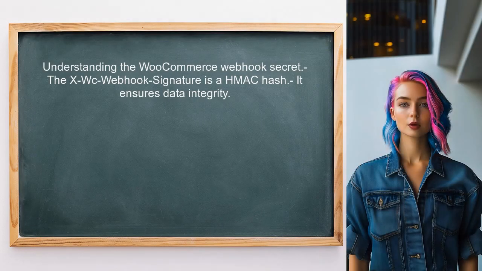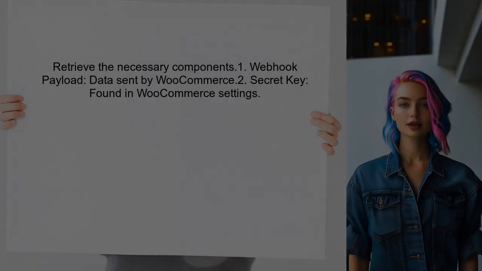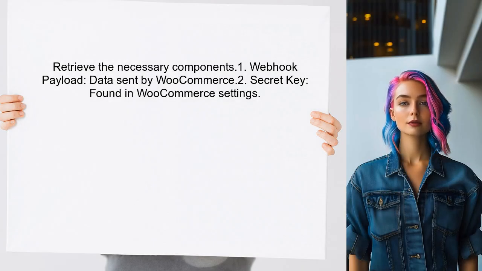To decode the WooCommerce webhook secret, the user first needs to understand that the XWC webhook signature is a HMAC hash. This means it uses a hashing algorithm to ensure data integrity. Next, the user should retrieve the webhook payload and the secret key. The payload is the data sent by WooCommerce, and the secret key is found in the WooCommerce settings.